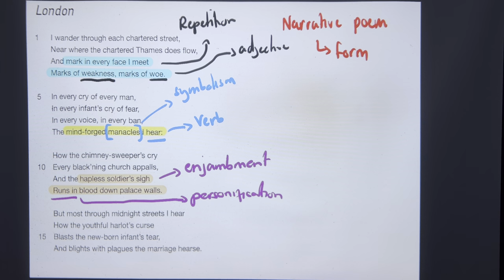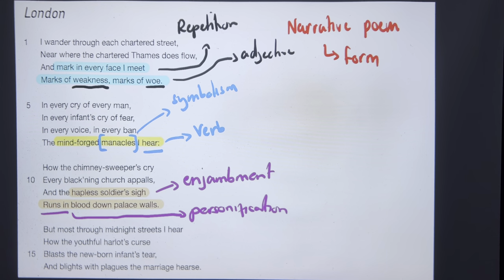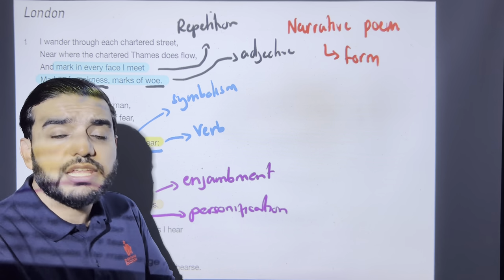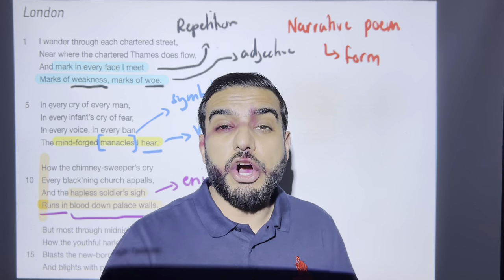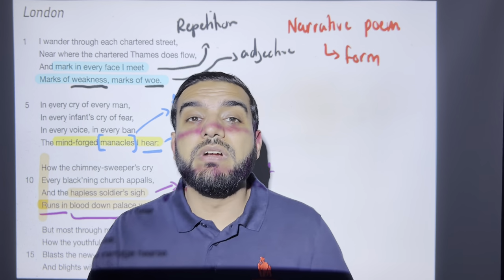All right, guys, what am I doing with these three quotes and why have I spoken about them? Now guys, when it comes to the first quote, marks in every face I meet, marks of weakness, marks of woe. Yes, it's repetition. Yes, it's an adjective. But what are you saying about this particular quote? If you can't remember all of it, use bits of it. But it's the idea that nobody is safe.